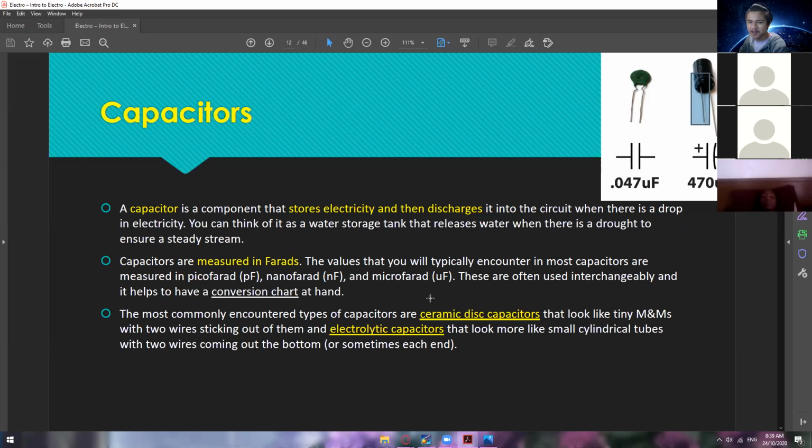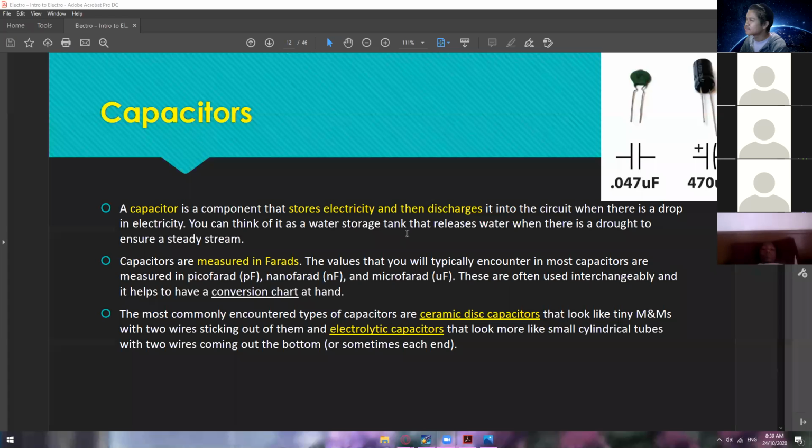Am I correct? Is there anyone who's familiar with the usage of capacitors? Which one is the positive, the long or the short one? Because for LEDs, the longer one is the positive and the shorter one is the negative. How about for capacitors? Sir, the shorter one is negative, and the longer one is positive. Yeah, yeah. All right. So they're the same as LED. The shorter one is negative, and the longer one is the positive. Okay.